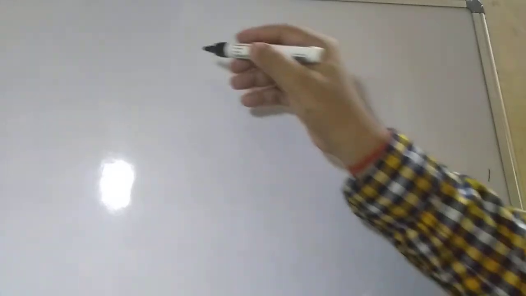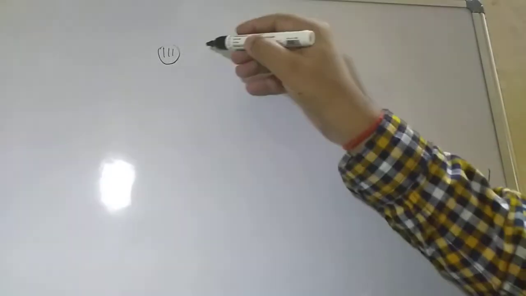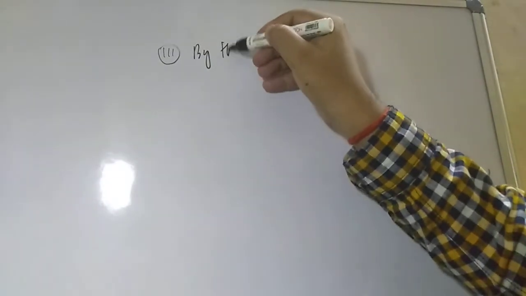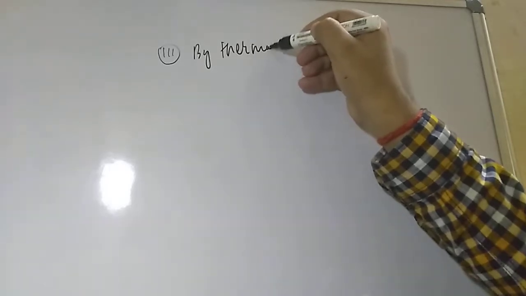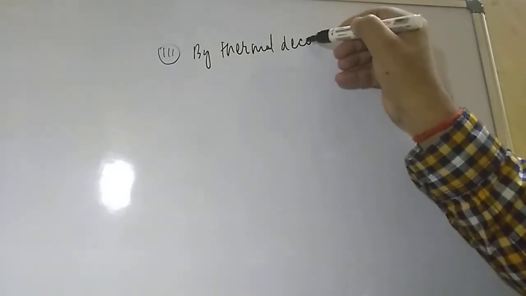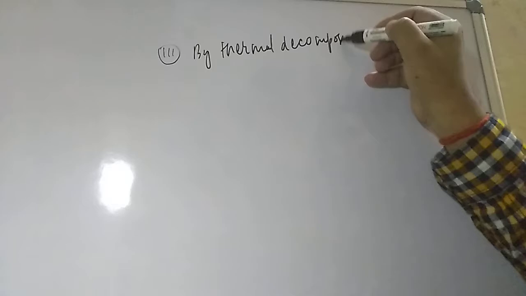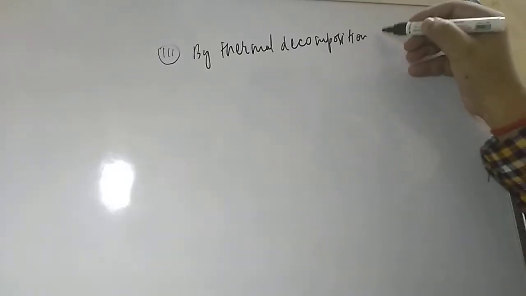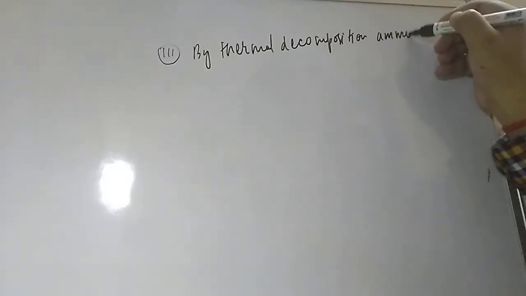Now let us go and read out the other methods. What is the other method? By thermal decomposition of ammonium dichromate. By the thermal decomposition of ammonium dichromate we can also prepare it. So this is the last method, by thermal decomposition of ammonium dichromate.